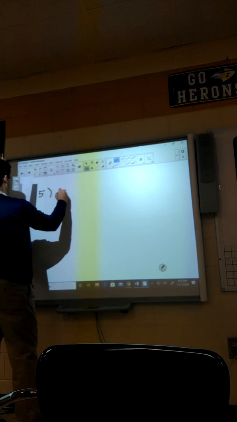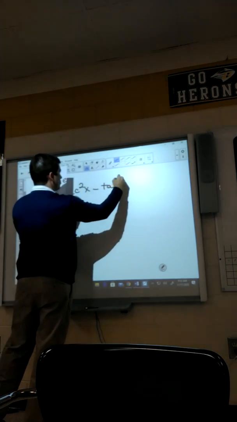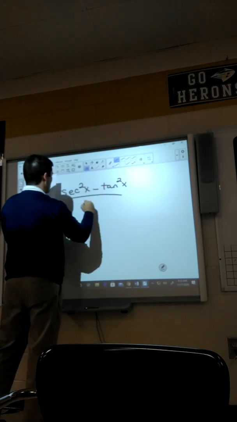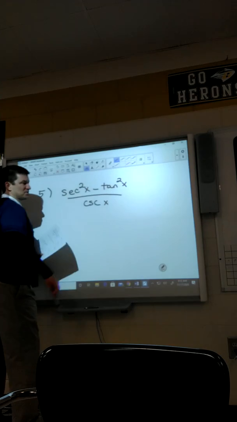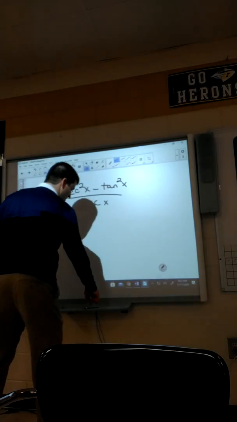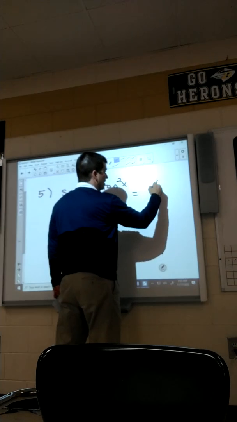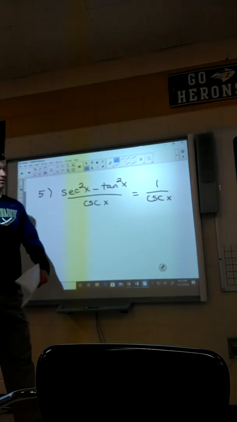All right, number 5, I got secant squared x minus tangent squared x over cosecant. All right, Christian, I hope secant squared minus tangent squared is one of our formulas. If not, we're going to have to do a lot of work. All right, equals 1. So, guys, look, this one's going to be easy. We got 1 over cosecant. Hopefully, that's one of your formulas.